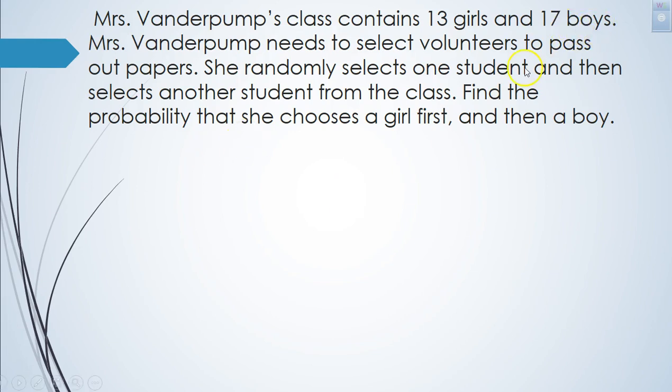13 plus 17, that's 30, right? So if I chose one, how many do I have left? 29, right? So this is going to be a dependent probability. We're going to find the probability that it's a girl and a boy. Notice it has the "and" word here. Girl first and then boy, right?